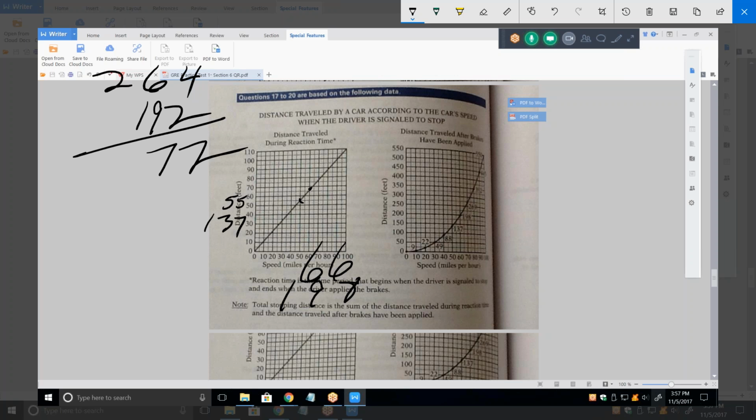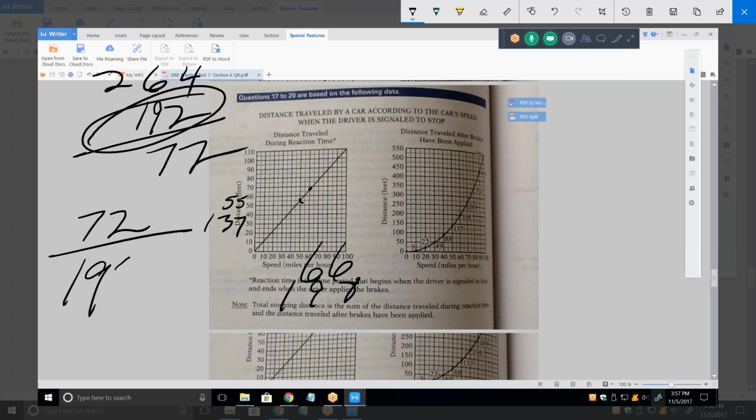Now, their question was worded a little funny. How much further is 60 miles an hour compared to 50? So their starting spot is the 50, the 192. They want to know how much bigger is 264 than 192. Well, it's 72 divided by 192, not divided by 264. That's the key. And that number is 72 divided by 192, 37.5%.